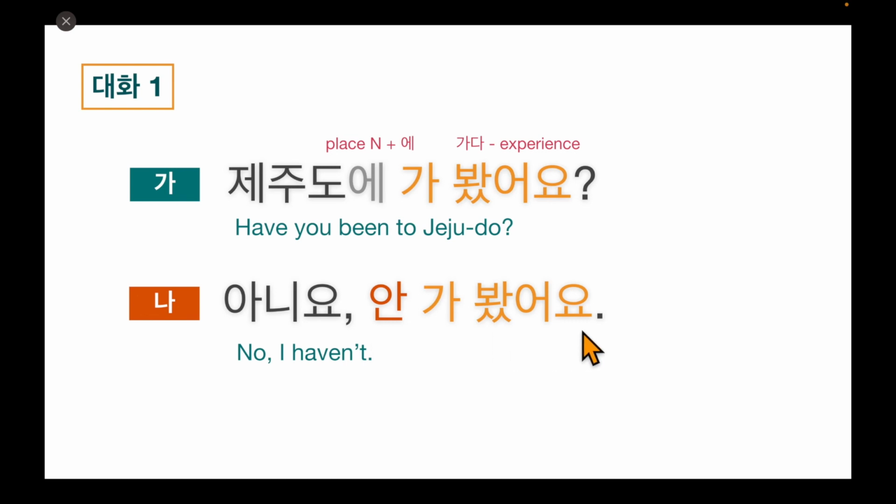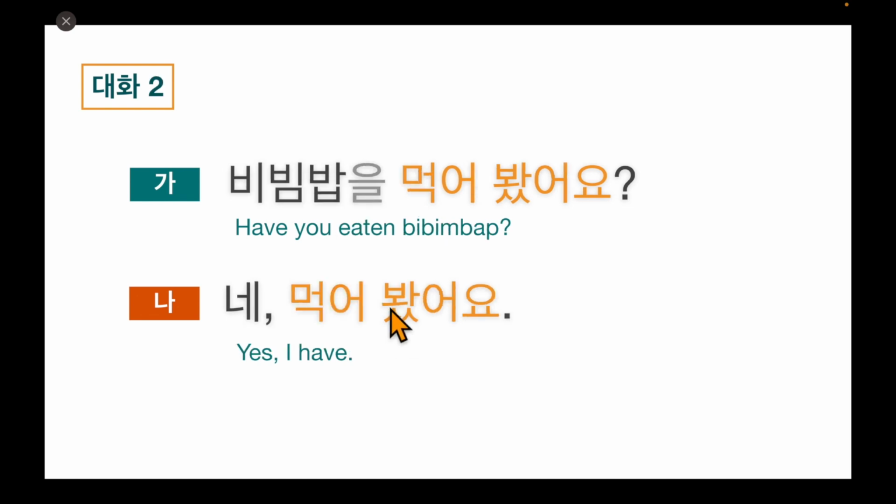아니요, 안 가봤어요. 아니요 means no. 안 means negative. 가봤어요 is experience. So 안 가봤어요 means I've never been to 제주도 yet. Okay? Please remember 안 means negative. Another example.